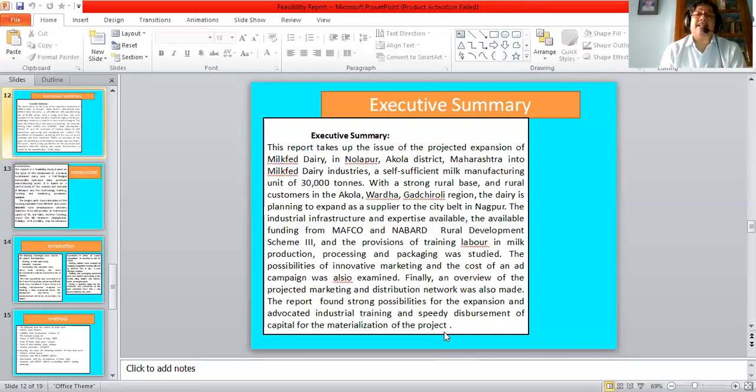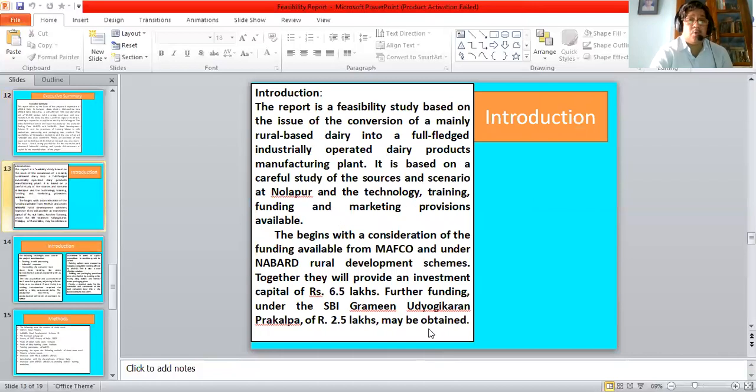Okay, so what is included in the summary basically, or the executive summary? What is included over here is the identification or specification of this project. So the specifics of the projects are given. The basics of the dairy farm are outlined over here. And then the sources of funding from NAFCO and NABARD Rural Development Scheme 3 are given. The overview of an ad campaign which will be required in the future, distribution network. So all these things are envisioned and discussed. And after discussing all the possibilities, the findings of the report and the conclusions reached are also given. So it's a summary which is all encompassing and inclusive and gives us all the details of the report in brief. Next, we go over to the introduction.